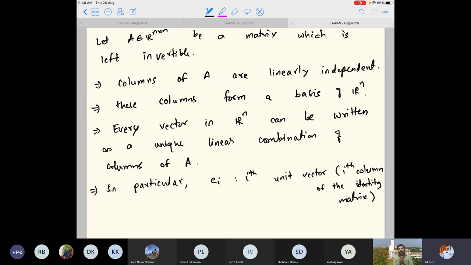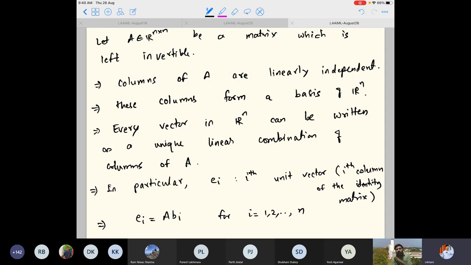Because this is also a vector in Rn, there is a unique linear combination which will give me ei. So let that unique linear combination be bi. That implies that I can write ei is equal to A bi, and this is true for all i from 1 up to n. Is that correct? And now my job is done. I am almost there, right?